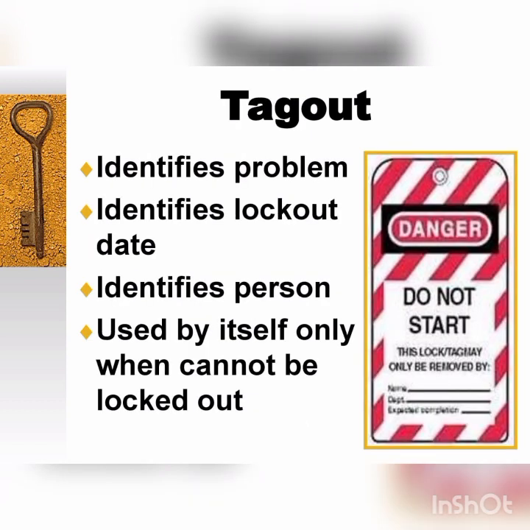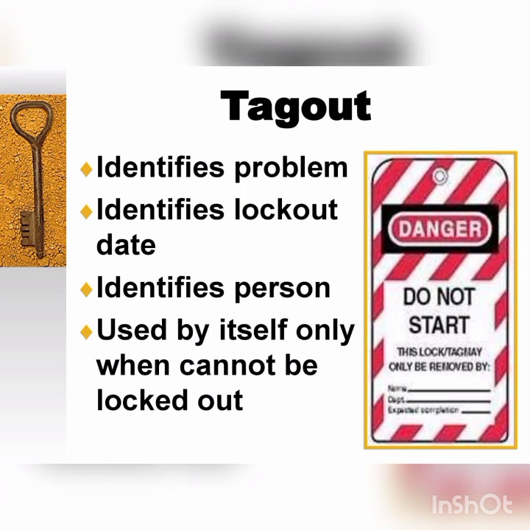Next we come towards tagout. Tagout identifies the problem, identifies the lockout date, identifies the person, and identifies who will use this tag, and when the system cannot be locked out and when the system is required to be locked.